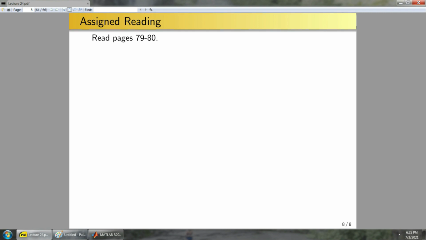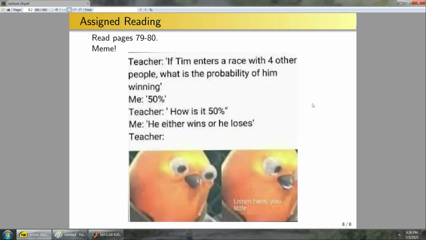Okay, so we have a meme. Teacher, if Tim enters a race with 4 other people, what's the probability of him winning? 50%. How is it 50%? He either wins or he loses. Listen here, you little. So yeah, this meme is an example where you're applying the wrong probability distribution function to your problem. And we will see an example of this in a few days when we talk about the Monty Hall problem.